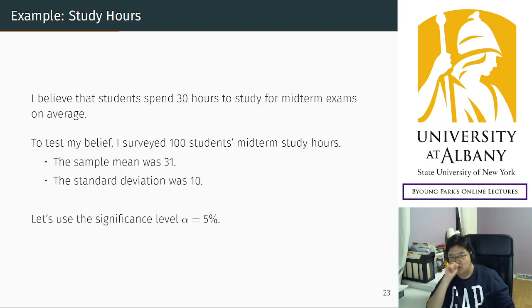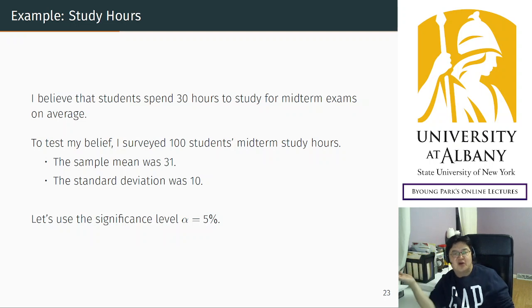There are two possible scenarios. One, the data is similar. 31 hours is pretty similar to 30 hours, so my belief is not wrong, approximately correct. It's still consistent with the data. The data just have some noise, random errors. So the difference of 1 hour is nothing. It's just noise. That's one possible argument.